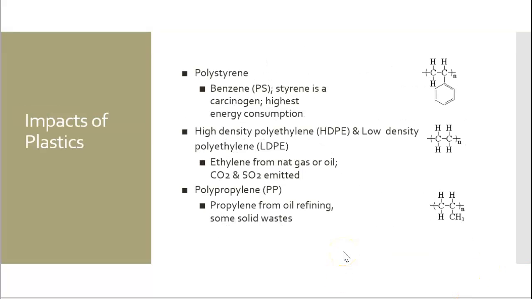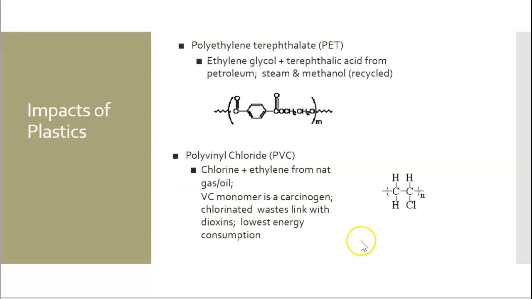So let's talk about some of these impacts of plastics. We've got polystyrene, which has benzene, a carcinogen. It uses lots of energy to produce. There's the high-density polyethylene, HDPE, and low-density polyethylene, LDPE. They both use ethylene from natural gas or oil. Lots of carbon dioxide and sulfur dioxide is emitted. Then you have polypropylene, also from oil refining, which creates some solid waste.